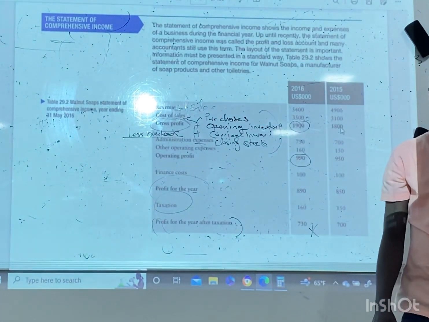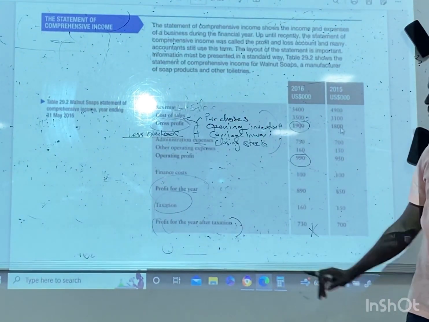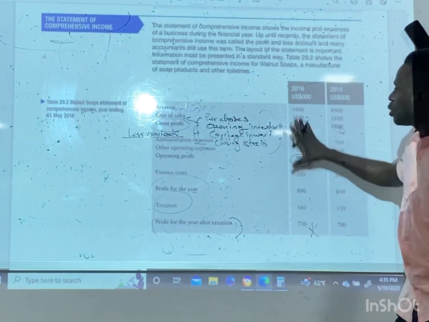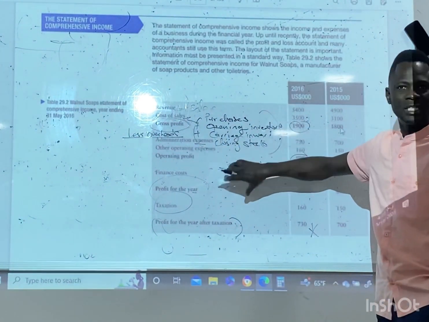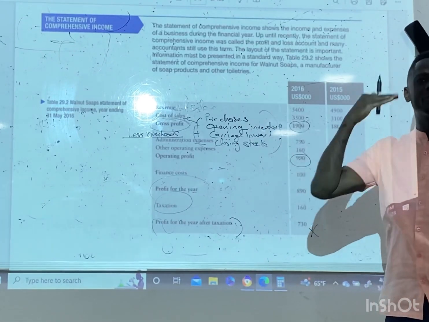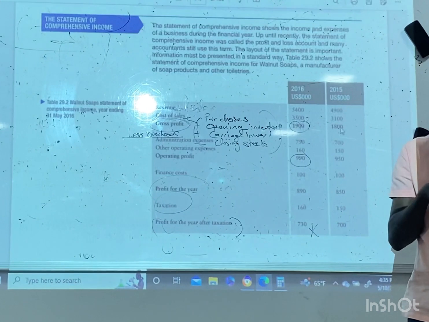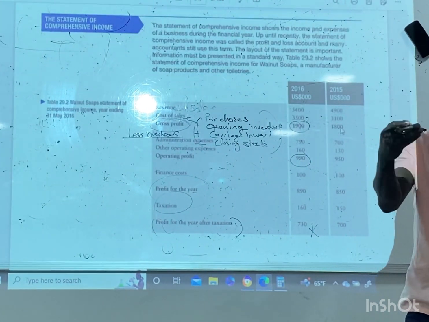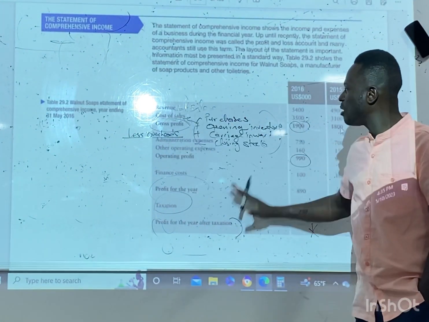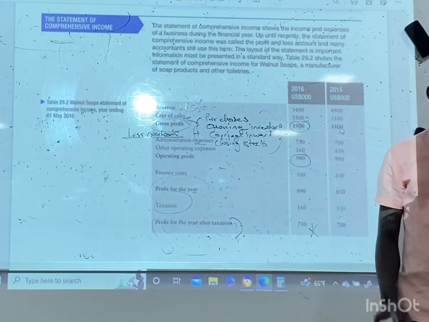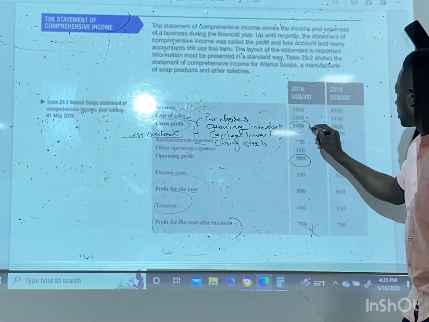Is it clear? Any question about this? Can you repeat it fast? Sure. This is a typical statement of comprehensive income. We have this financial record because we have sold and we have purchased into the business. The amount we spent in the cost of purchasing that product is part of our cost of sales. So your revenue minus your cost of sales makes your gross profit.